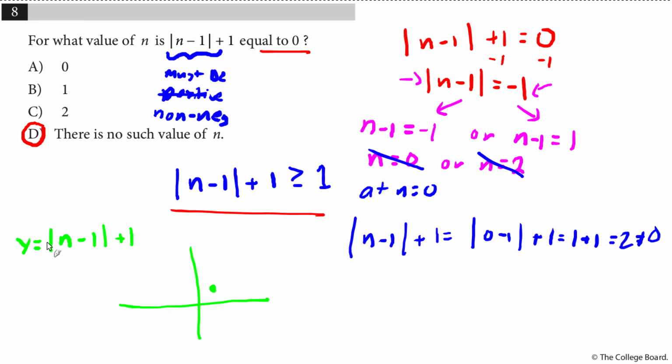And it opens upward because I have a positive 1 coefficient here. And we're saying, when does this equal 0? Not when's x 0, when does it equal 0? So when does this hit the x-axis? And you can clearly see, never.